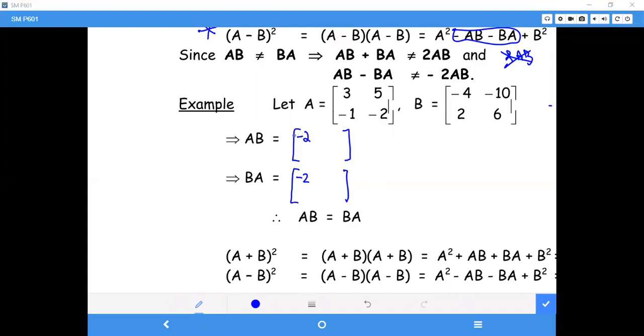Okay, this one, first row, second column. Let's see. 3 times -10 is -30. 5 times 6 is 30. So negative and positive 30, it's a 0. Okay, next one, we go. We compare this one here in BA. That is the first row, second column.